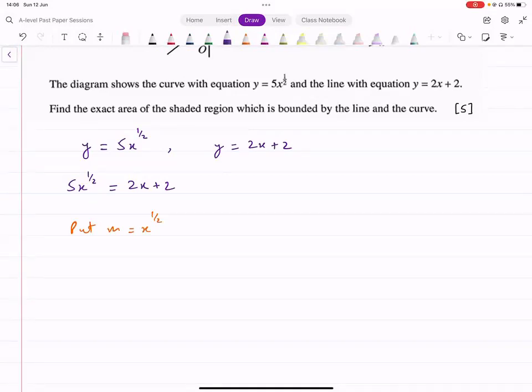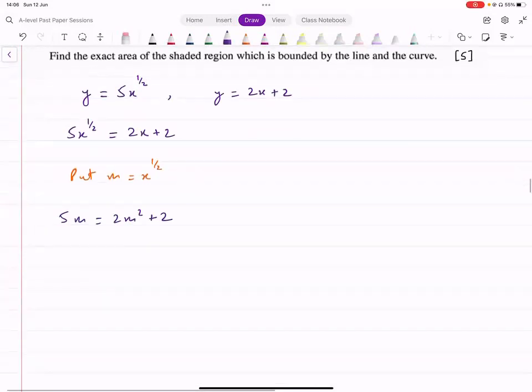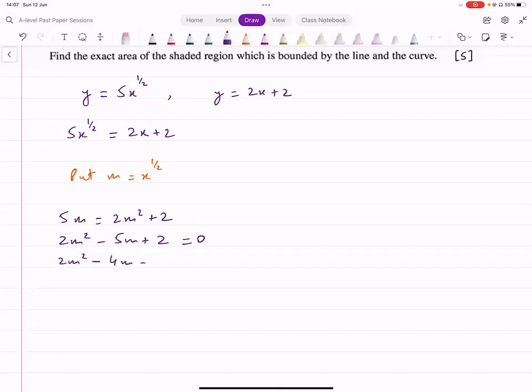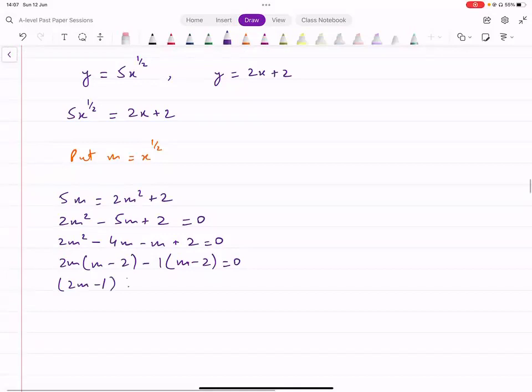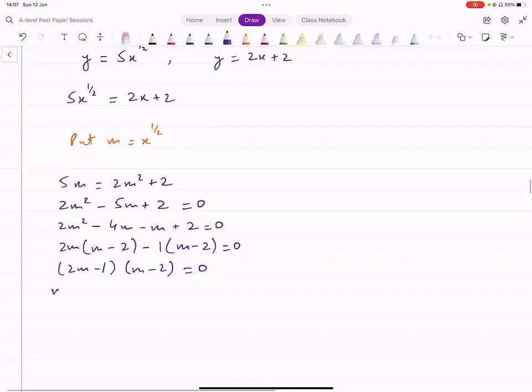And this equation is going to become 5m equals 2m squared plus 2. So that's a quadratic equation. We can solve this. 2m squared minus 5m plus 2 equals 0. Let's see if we can factorize this. So we can use 4m minus m plus 2 equals 0 here. And then 2m into m minus 2 minus 1 into m minus 2 equals 0. And that gives us 2m minus 1 into m minus 2 equals 0. And m equals either 1/2 or 2.